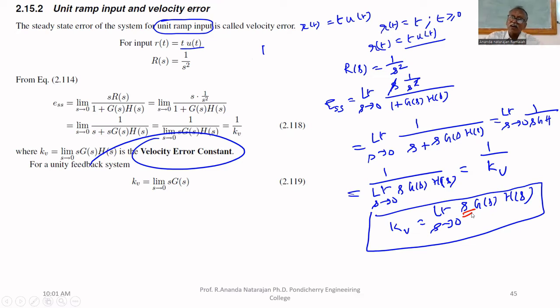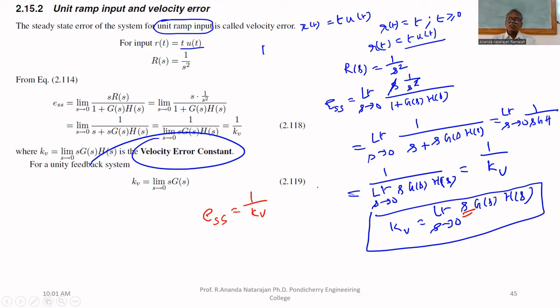If you know velocity error constant, we can find the steady state error. If I know Kv, the steady state error is 1 by Kv, that's all. In some sums, they will give velocity error constant is this much, position error constant is this much, acceleration error constant is this much. Like that they will give.